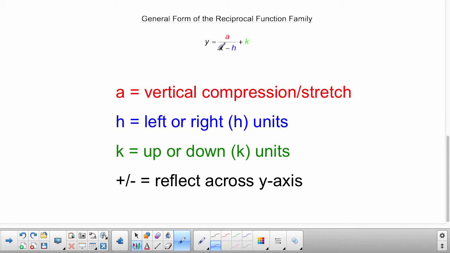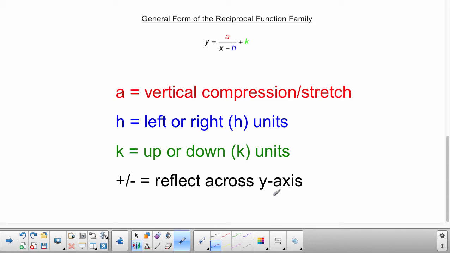H, which goes along with X, is left or right. That's a way we can remember. Since it's next to X and X moves left and right, that's going to cause our horizontal shift. And just like before, think opposite here. So if it says X minus 2, although our instinct is to go left, we do the opposite and move right 2 units. We'll get more practice with that. Then with K, that's the up and down. It's on the outside, goes with our Y, up if it's positive, and down if it's negative.